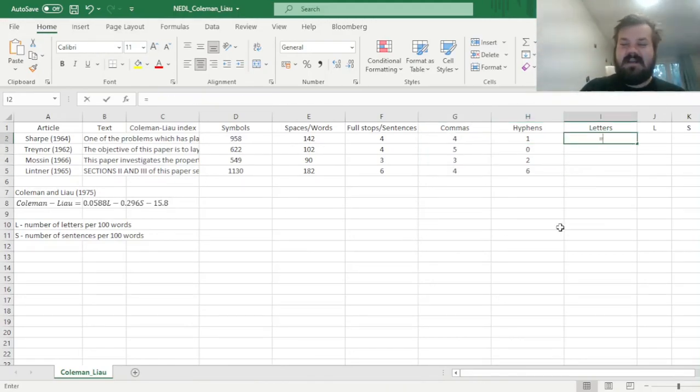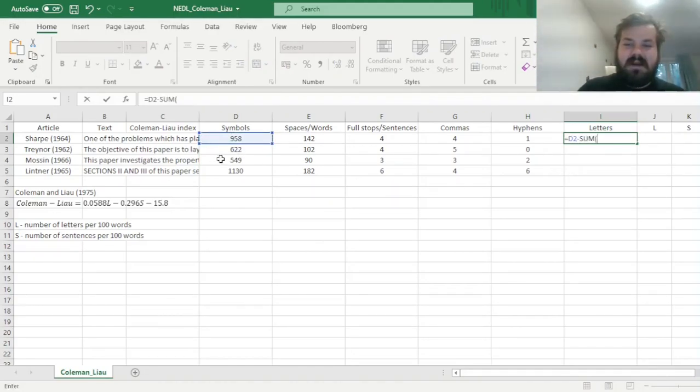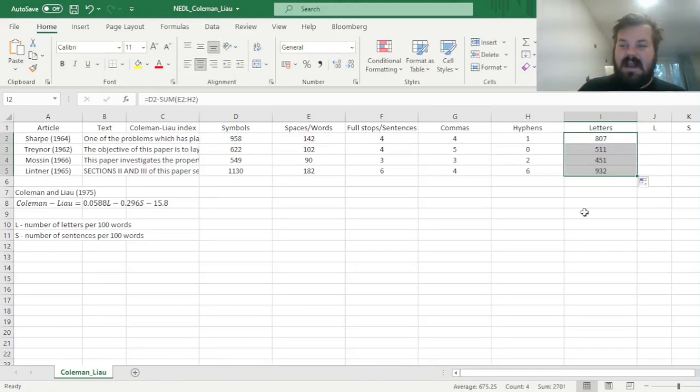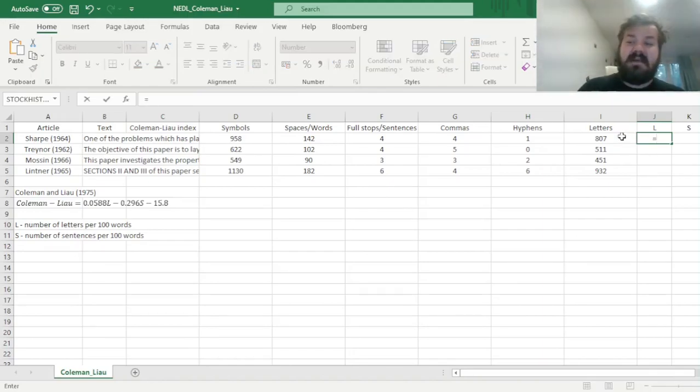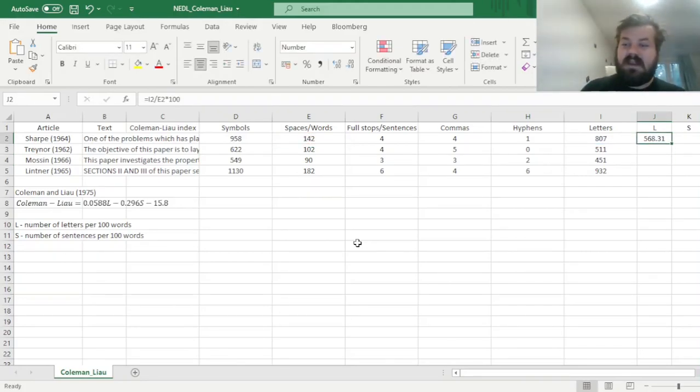So now we can finally calculate the number of letters, which is the number of symbols minus the sum of all non-letter symbols we have identified. And now we can calculate the L and S values that go into the index calculations. So here we need to calculate the number of letters per 100 words. It means that we have to divide the number of letters by the number of words and multiply by 100. And we can do that for all four abstracts.